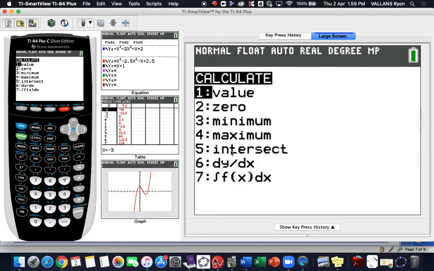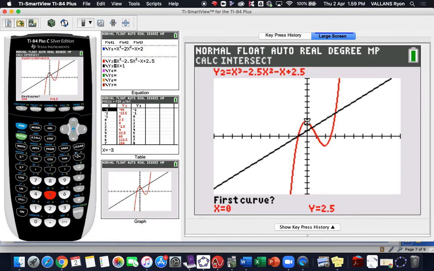But now I'm trying to find the intersection, number 5. Get to the left of wherever there's an intersection. There are 3 of them here: 1, 2, 3. So I'm going to get this one first, to the left of that one. Okay, that's to the left of it. I hit first curve, sorry, second curve, it goes up to the other one. Enter, and then it says guess. Because I'm closest to this intersection, it's going to give me this answer.